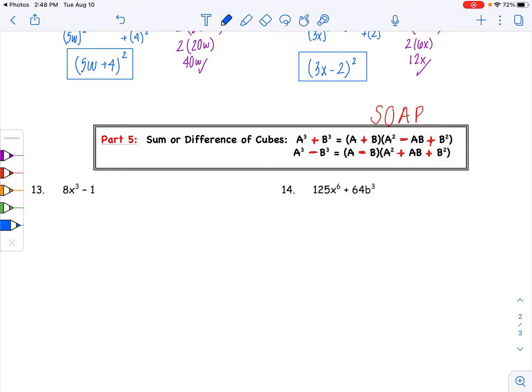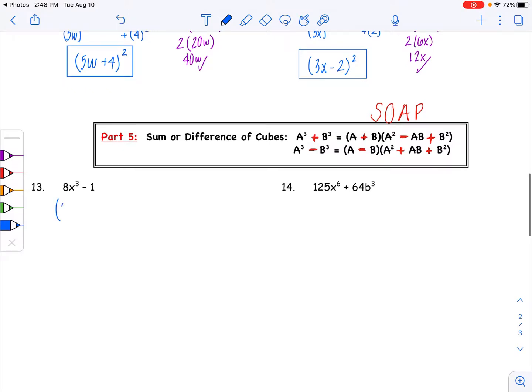Well, this is difference of cubes. So that means I need to rewrite number 15 as the difference of cubes. Well, 8 is really 2 cubed. And then 1, yeah, sure, 1 cubed. This is my A value. This is my B value, and I just plug into the formula. Because it's difference, I'm going to use this equation. And it goes just like this.